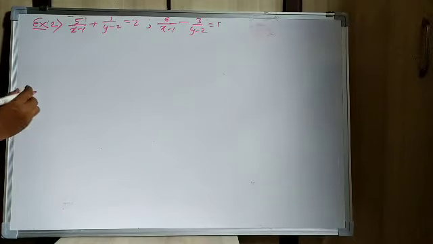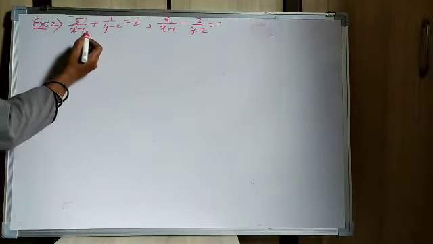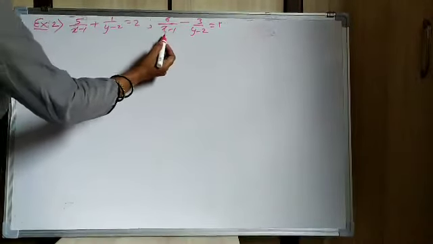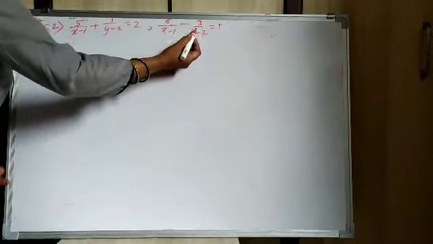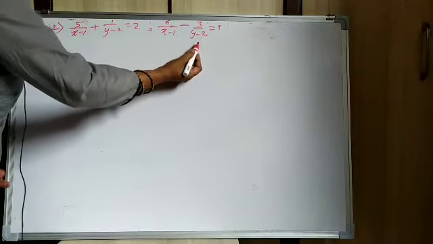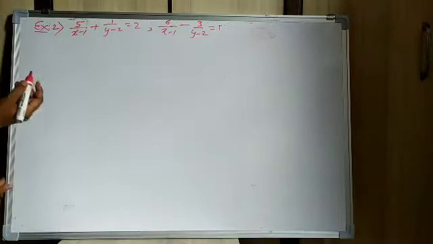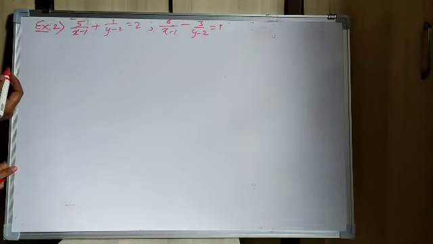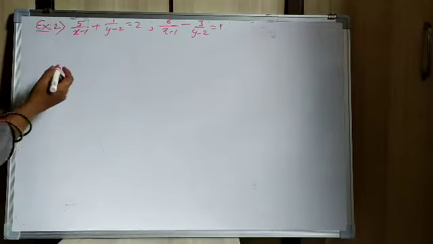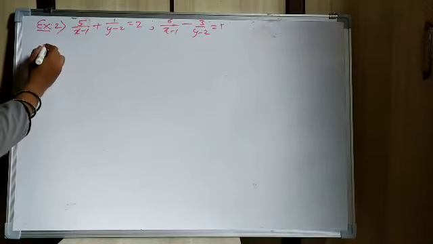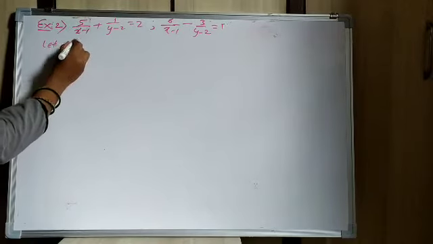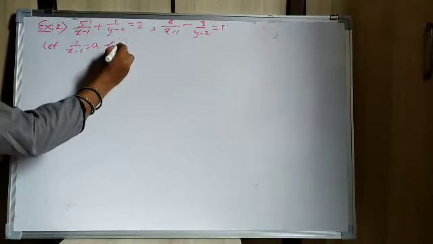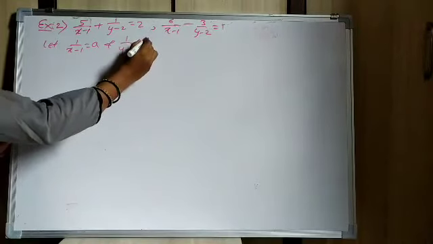In this second example, I am taking 5 upon x minus 1 plus 1 upon y minus 2 is equal to 2, and the second equation 6 upon x minus 1 minus 3 upon y minus 2 is equal to 1. Such types of equations can be solved by changing these denominator forms to other variables. So let 1 upon x minus 1 be equal to a and 1 upon y minus 2 be equal to b.